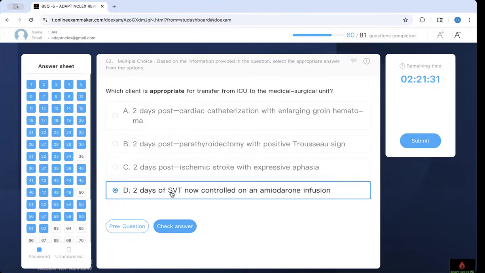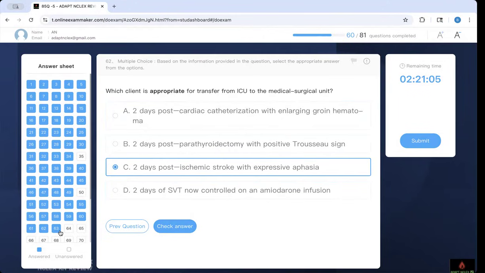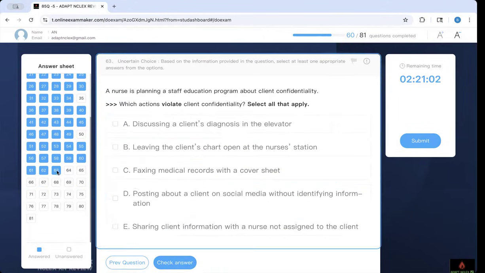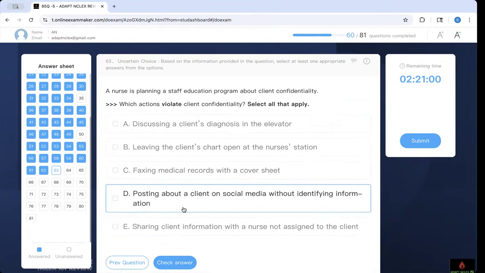If you have SVT and you're on amiodarone, you can go to the floor. If you have stroke 2 days, you have expressive aphasia, you're stable, basically completely stable. Your aphasia is not going to go away right away. If you have parathyroidectomy, you still have signs of hypocalcemia, you are not ready to go. And you have cardiac catheterization, and you have a hematoma, you're bleeding. This patient is the one we can transfer. That's the concept. Number 63, almost there.